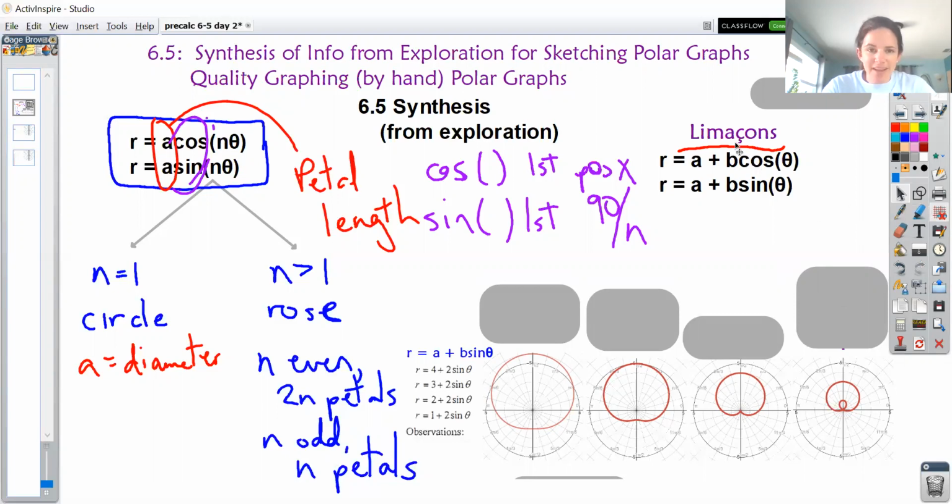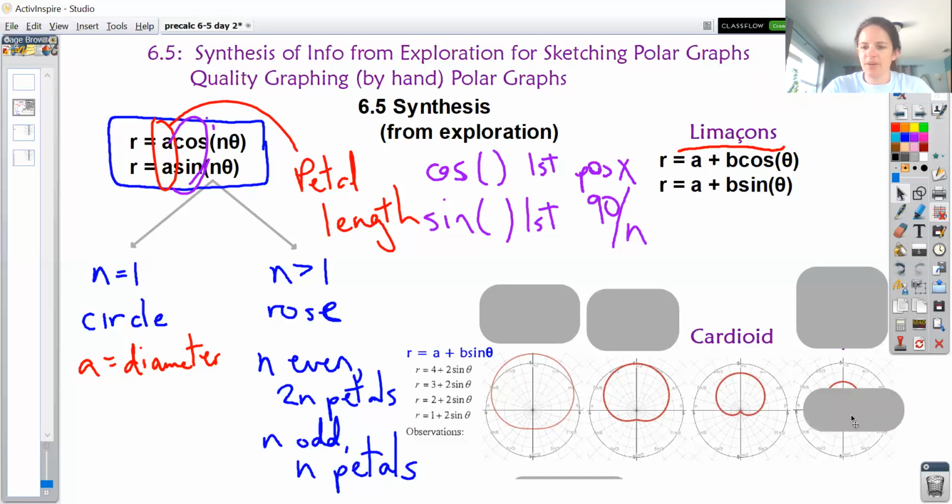That's the broad category for it. However, depending on what A and B are, they have more specific names. So you actually have to learn the more specific names because just saying that it's a limaçon is not going to count. Like it's not going to be good enough. So here are the categories. The first one and the easiest one is called a cardioid, and that's when A equals B.